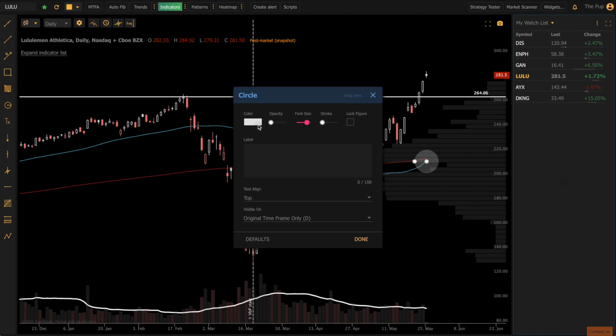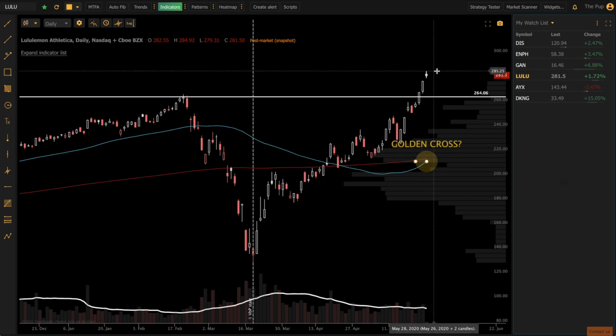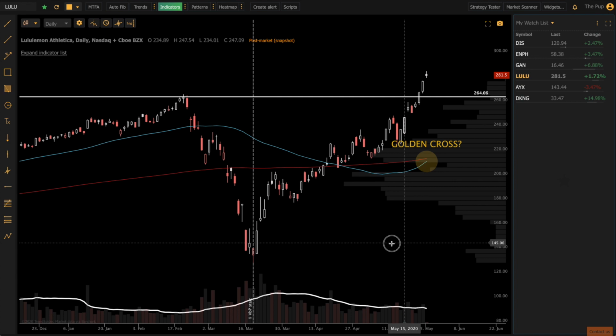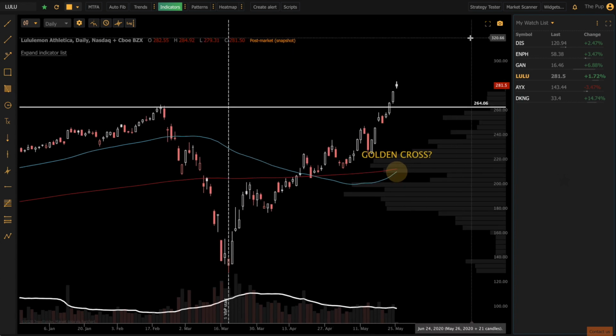I like to just make that a nice golden yellow. And since it hasn't happened yet, I'm just going to put a little question mark. We know it's going to happen. I mean, unless price goes off the cliff in the next couple of days, this golden cross is going to take place. And that is a really bullish sign that can continue to drive price up.